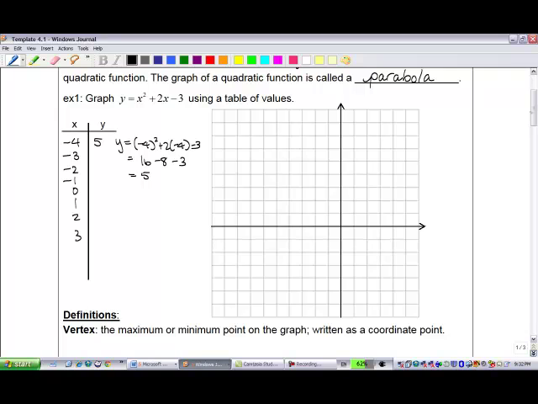So I'm going to go through this, calculating these very quickly. -3 has a y coordinate of 0 when you plug it in. -2 has a coordinate of -3, -1 gives -6, 0 gives -3 again, 1 gives 0, 2 gives 5, and 3 gives 12. So let's plot these points.